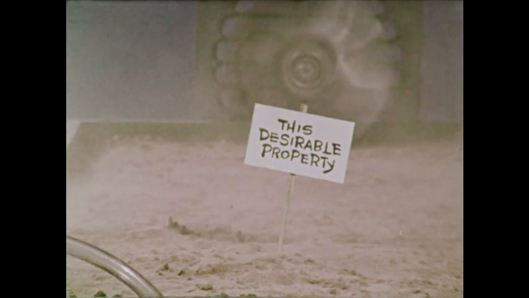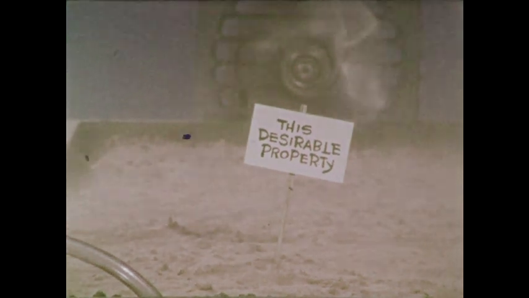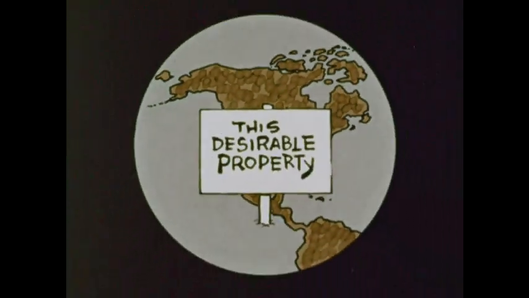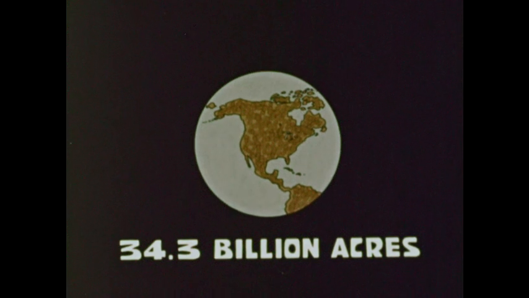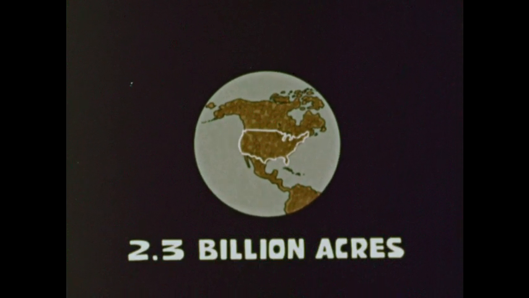When the winds blow, the property is anything but desirable. This desirable property is being mismanaged. Some changes are past due. There are about 34.3 billion acres of land on our Earth. Let's examine the 2.3 billion acres that make up the United States.